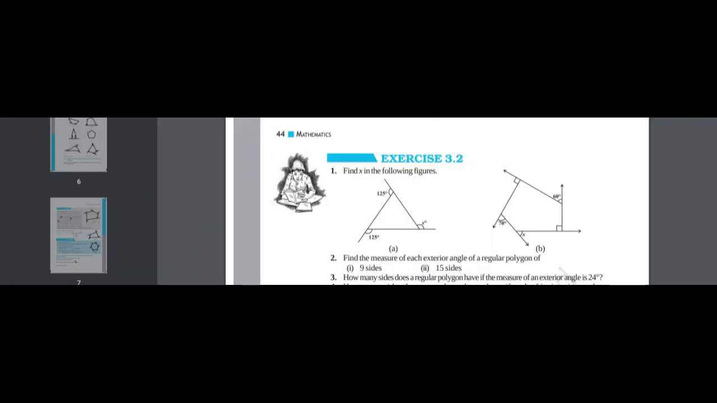Now we have to move to question number 4. How many sides does a regular polygon have if each of its interior angles is 165? Can Sukaina do this question? Now we have to find the sides, and the total angle is 360. We have to divide 360 by 165, then we can find the total sides.